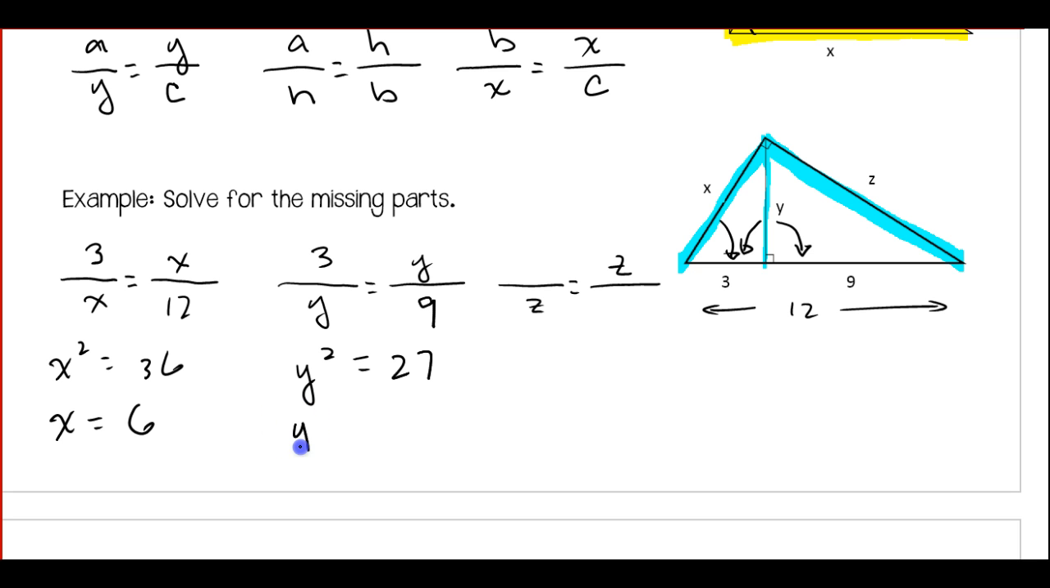Again, we take the square root. We only need the positive one. Y is equal to the square root of 27. Make sure you write this in simplified radical form. So that's square root of 9 times the square root of 3, which is 3 root 3.